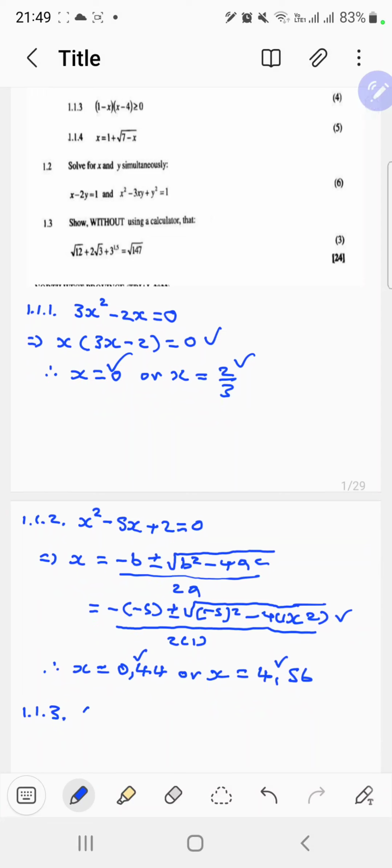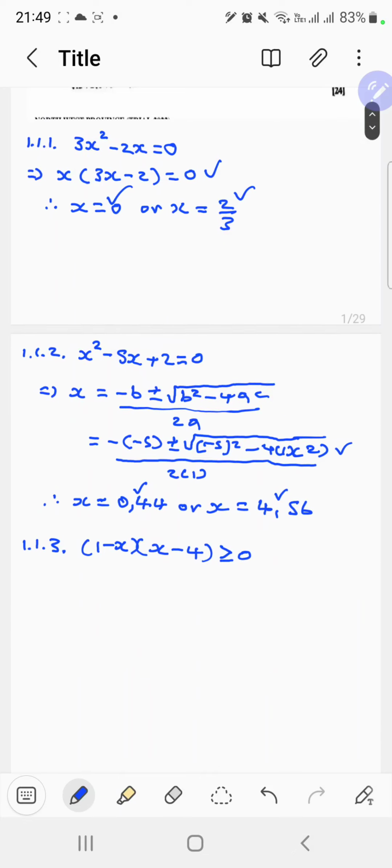So let's see. It's (1 minus x)(x minus 4) is greater than or equal to 0. Okay, not a problem. They have done our job already, so we simply take our binomial factors into our lovely algebraic table.